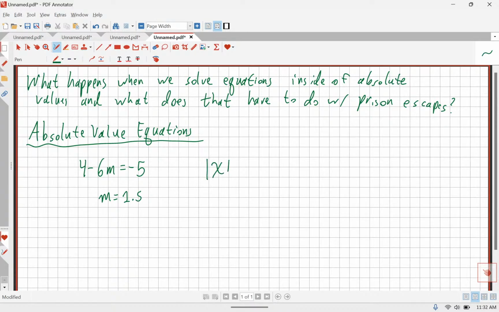If the absolute value of a number is 5, think about it like this. I'm thinking of a number, and the absolute value of that number is 5. What number am I thinking of?